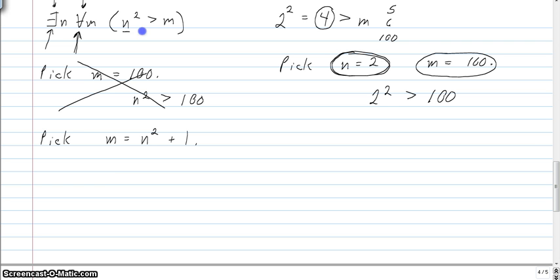Now, if I look at my statement, then I've got that. And if I subtract n squared from both sides, I end up with 0 greater than 1. And I'm going to have to cut this video off because I'm about out of time.